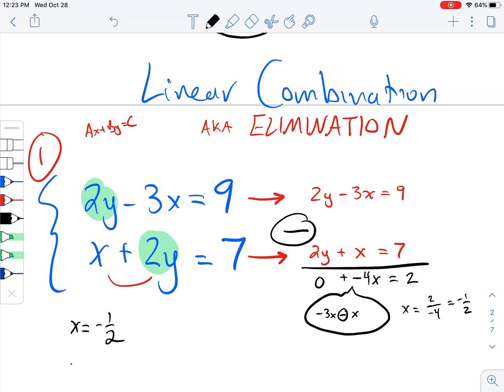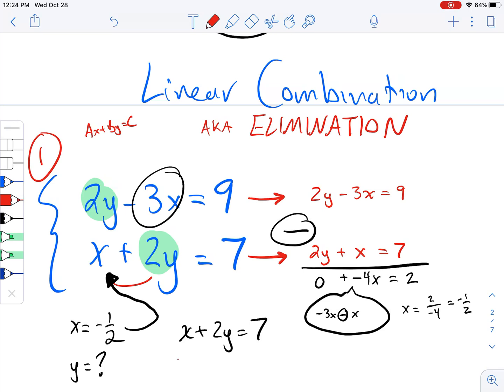Now I need to figure out what y is. So what I'm going to do is plug my x value into one of these equations. I'm going to choose this one because I don't feel like multiplying it by 3. So I have x plus 2y equals 7. I'm going to plug in my x value, so negative 1/2 plus 2y equals 7.